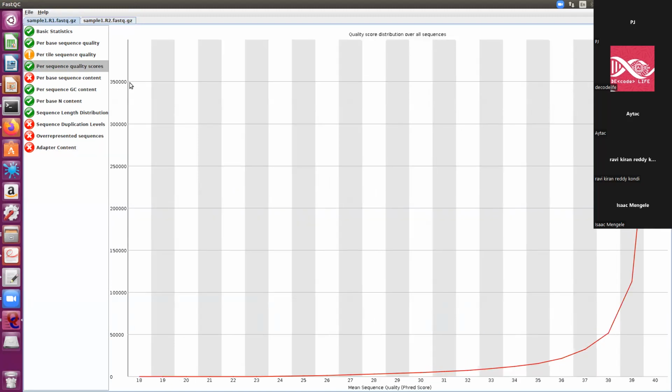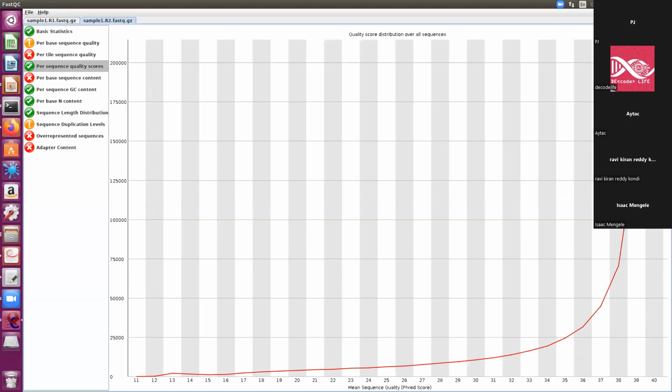See above, 3,50,000 reads were good quality, but here it is not so. Only around 2 lakh reads are above the good quality Phred score of 30. So here fewer reads have a good quality score.